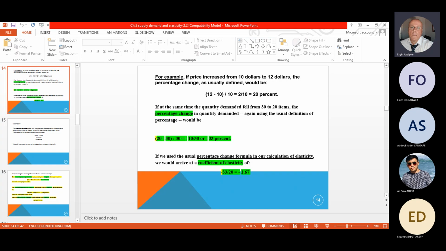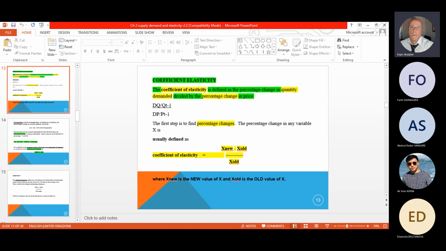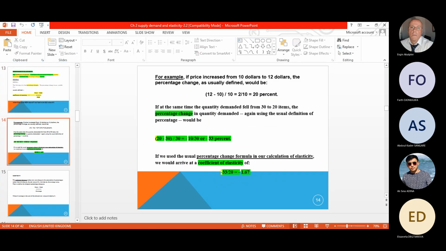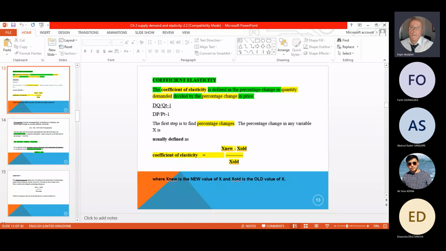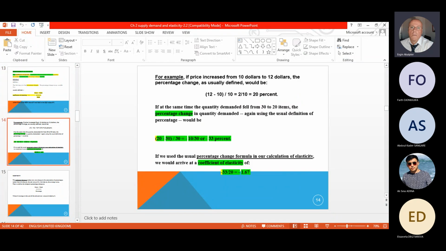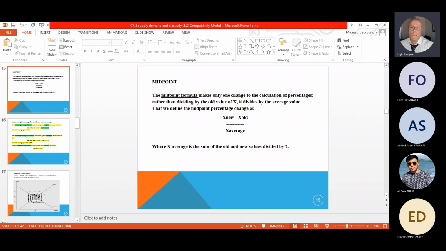If at the same time the quantity demanded fell from 30 to 20, because this is the price change, isn't it, now we are going to employ the quantity change. We are using, of course, the coefficient, okay? Because in the coefficient, as you see, it is new minus old divided by old. In the midpoint, we divide by the average, which means you are going to sum new and old and divide by 2 for finding the average. You will see in the example.